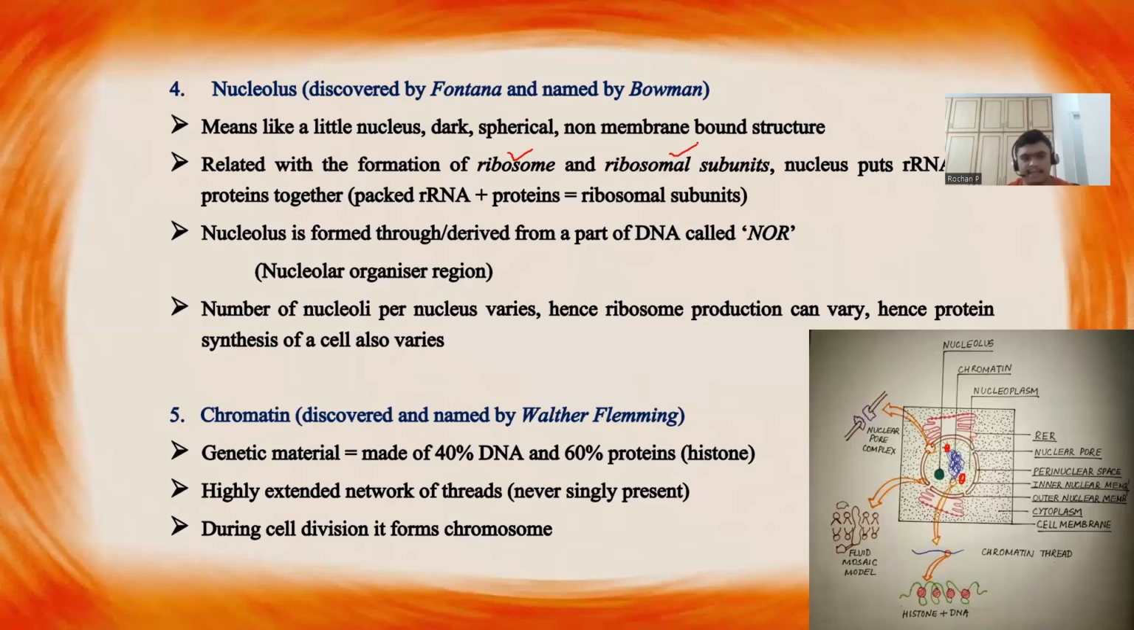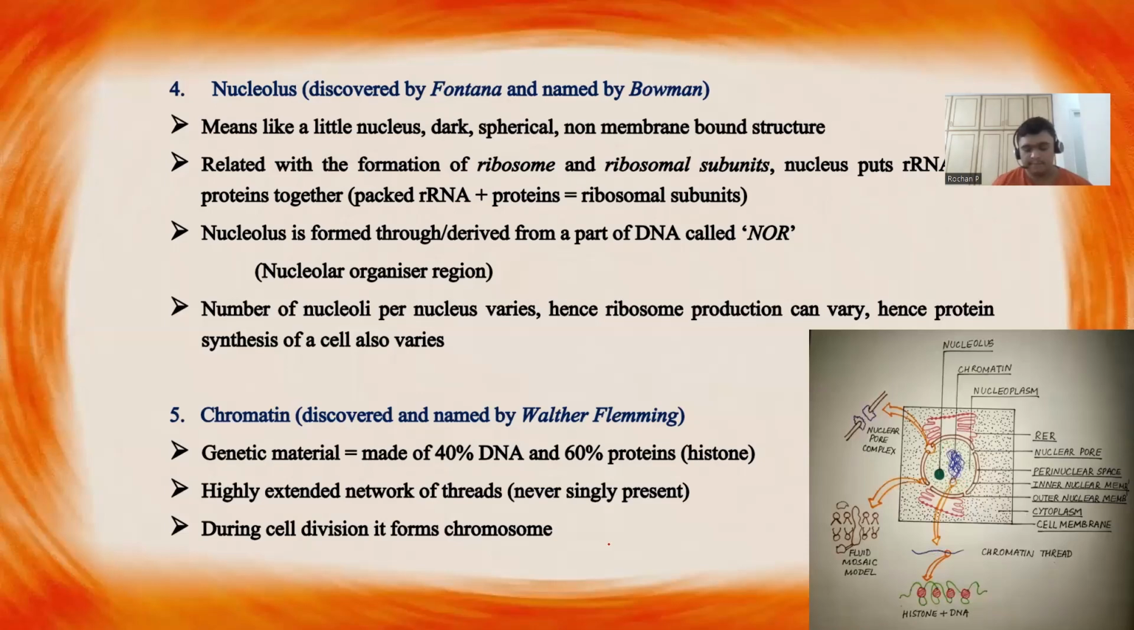That is what the last line means. So that is about variation of number of nucleoli per cell or per nucleus. Nucleolus was discovered by Fontana and it was named by Bowman. What we study as Bowman's capsule, the same scientist, Bowman, named the nucleolus. Discovery was made by Fontana. This was about nucleolus.